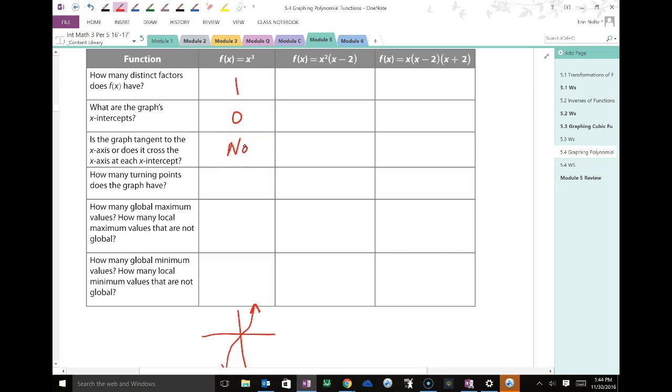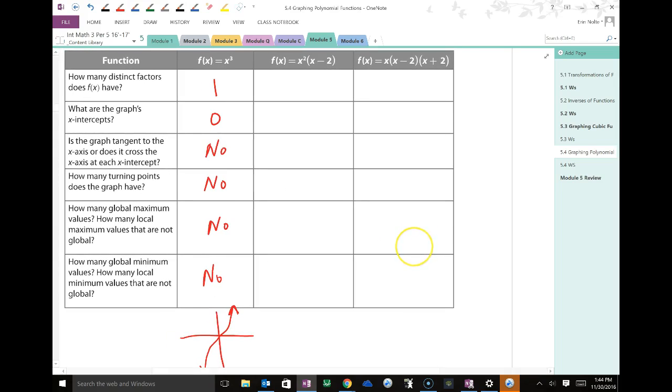Does it have a turning point? So a turning point is when it changes from going up to going down, or from going down to going up. Okay, same thing as the bounce. There's no turning points in this one. Do we have a maximum? No maximum. Goes to infinity. What about a minimum? No. Okay. Next function.